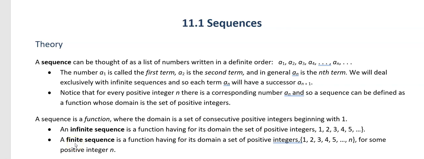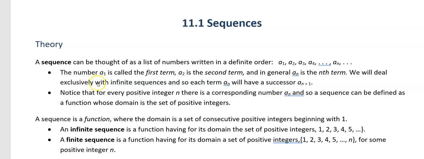Today we're going to talk about sequences. A sequence can be thought of as a list of numbers written in a definite order, a sub 1, a sub 2, a sub 3, and so on. The number a sub 1 is called the first term, a sub 2 is the second term, and in general, a sub n is the nth term.